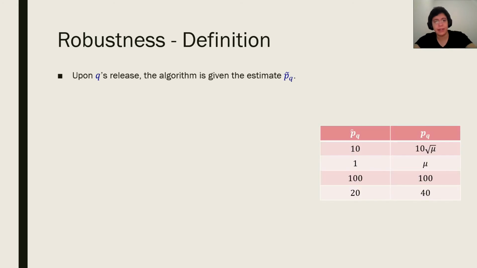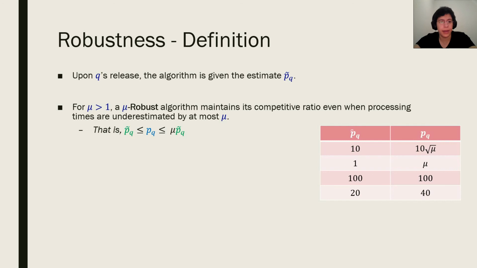Okay, so here is a formal definition of what we're going to discuss. Upon the release of a job, the algorithm is given some estimate p tilde of that job, p tilde q, where q is the job. And for some distortion parameter mu, a mu-robust algorithm would maintain its competitive ratio even when the processing times are underestimated by a factor of at most mu.